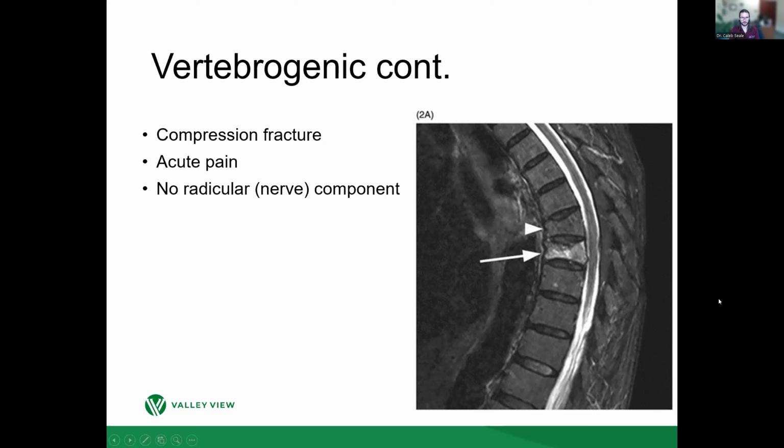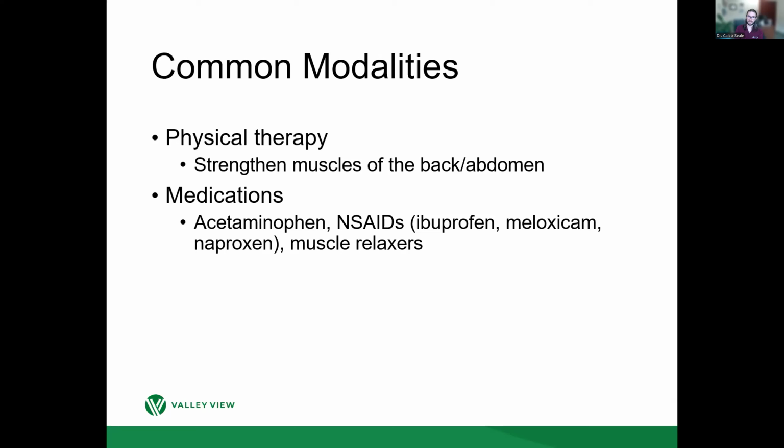All right, so those are some brief overviews of some common and less common pains that we see in the spine center. To talk about a few common modalities, so physical therapy, that's really the mainstay of chronic and really acute low back pain. The idea behind it is to strengthen the muscles of the back and the abdomen, so the muscles that support the spine. That has the best evidence for treating chronic low back pain, more so than anything that I can do.